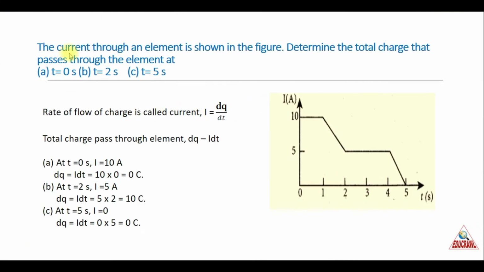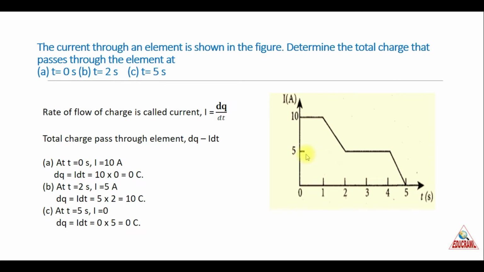The next problem: the current through an element is shown in the figure. The figure is a plot between time and current. Time is taken on the x-axis and current on the y-axis. Determine the total charge that passes through the element at t is equal to 0 second, t is equal to 2 second and t is equal to 5 second.